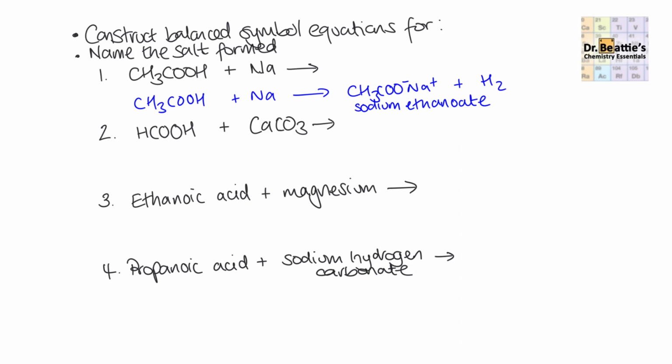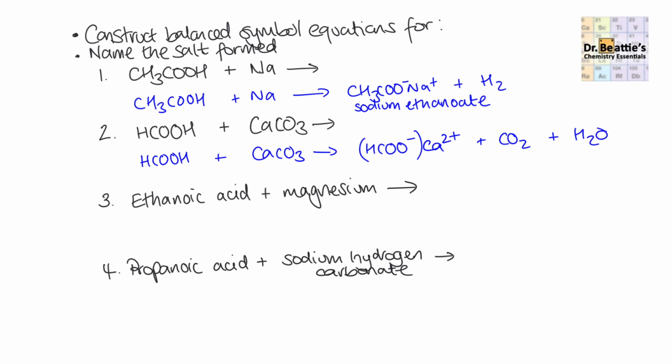Okay, question 2, what we've got is methanoic acid reacting with calcium carbonate. So the products we get for that is a salt again, and then we get carbon dioxide from the carbonate section, and then we also get water. Because calcium is a 2+ charge, we need 2 lots of the carboxylate. So we're going to put that in brackets and put a 2 there. And so over here we need 2 there.